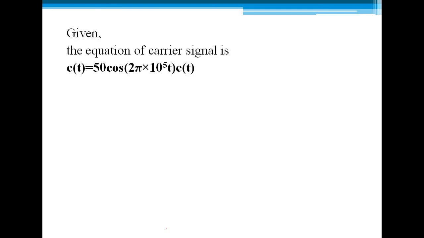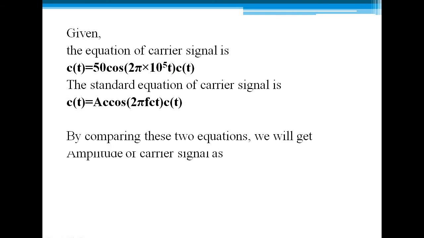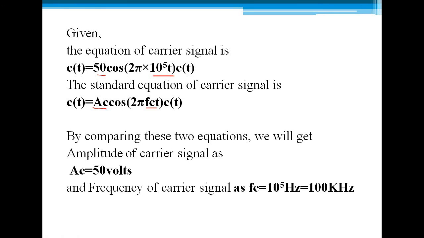Similarly, the equation of the carrier is given by c of t is equal to 50 cos 2 pi into 10 to the power 5 t. We are comparing it with the standard representation, and from that we are extracting the voltage of the carrier. So the carrier voltage comes out to be 50 and the frequency fc comes out to be 10 to the power 5. Once these two parameters are extracted, we go for finding out the actual values.